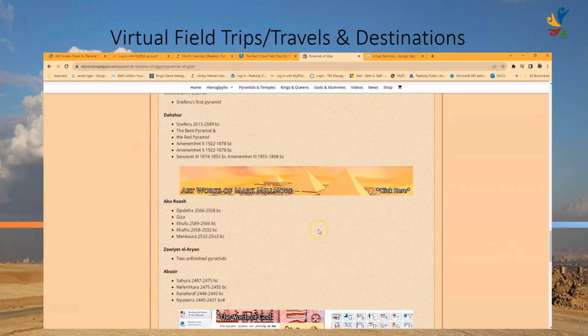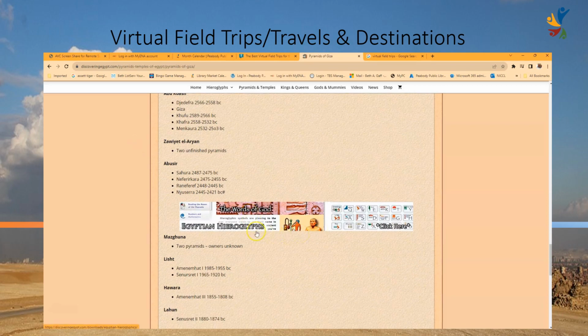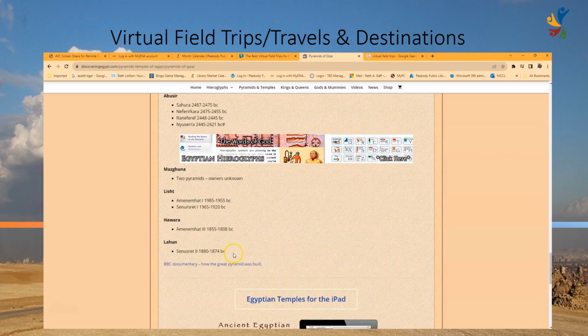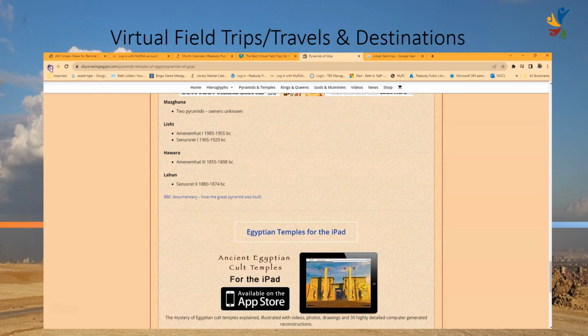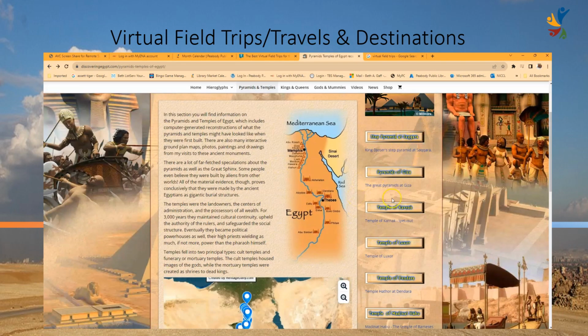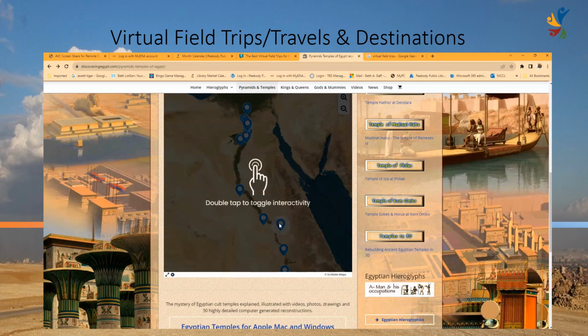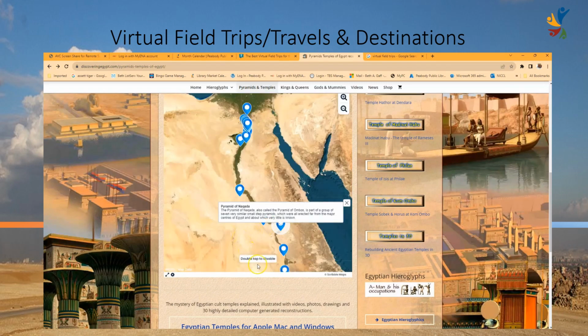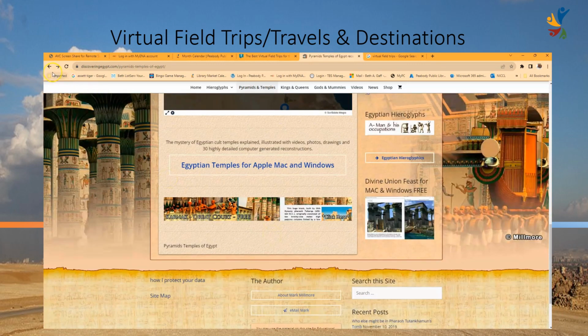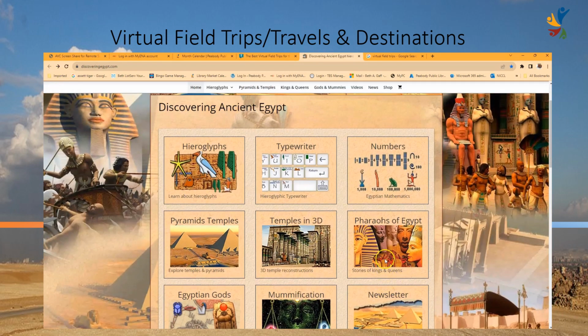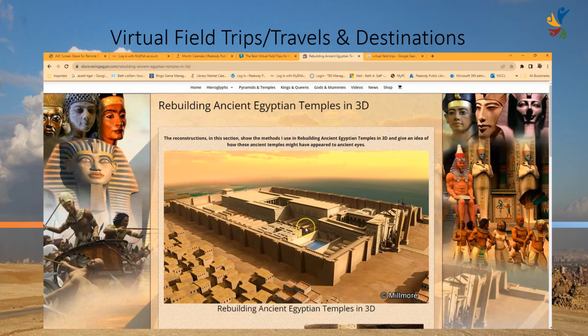Two pyramids. So this just gives you more information about some of those pyramids. So if you wanted to look into all of these, you could most certainly do that. Double tap to toggle. So this one shows you the locations of where those pyramids are. Temples in 3D. That's pretty cool.